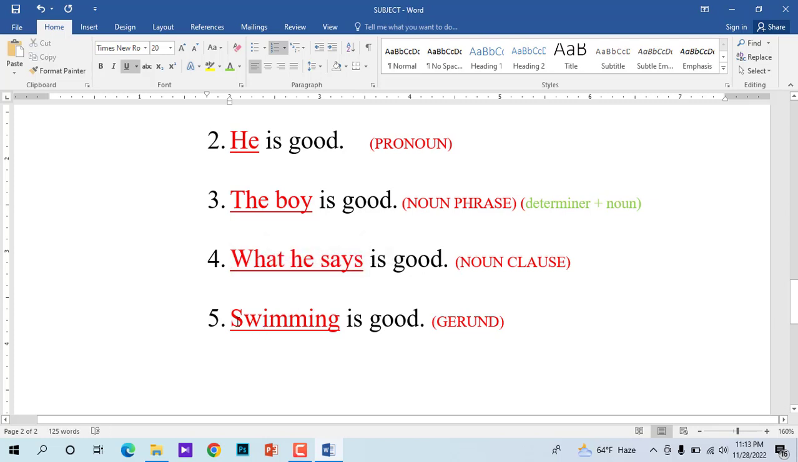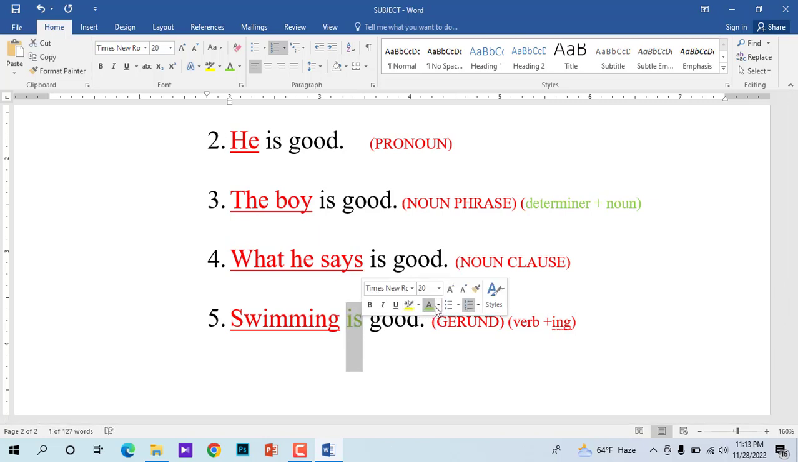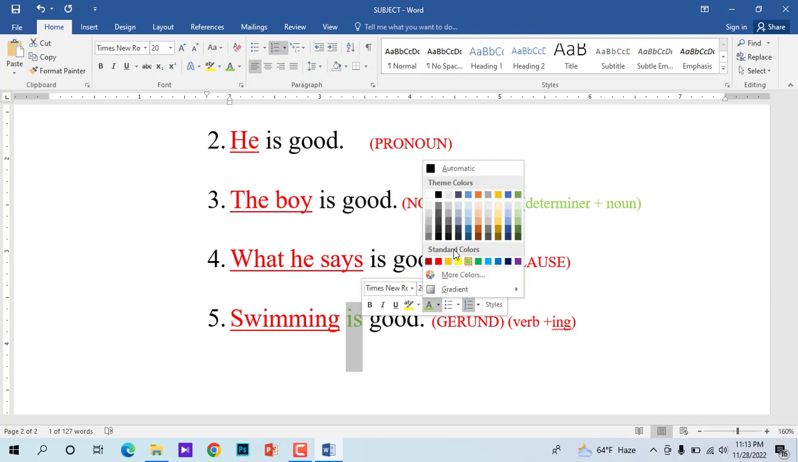Okay, and the next one is swimming is good. Here swimming is a gerund. The formation is verb plus ing. If verb plus ing follows the finite verb, here it is a finite verb, then it is called a gerund.